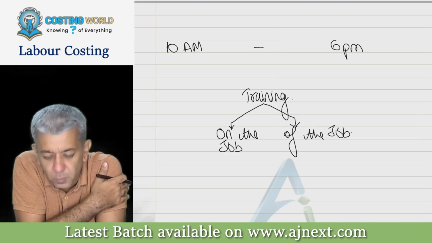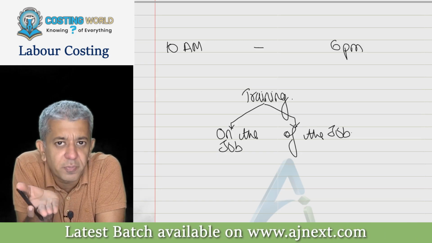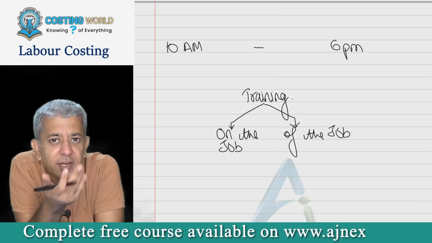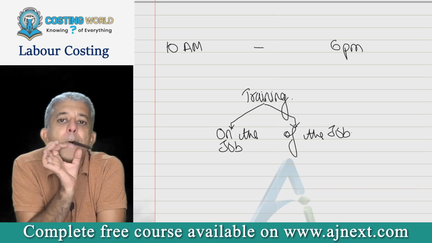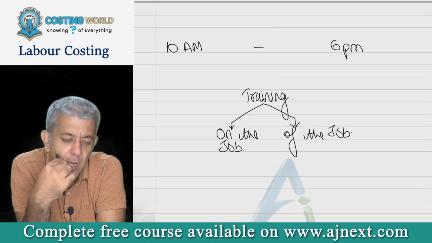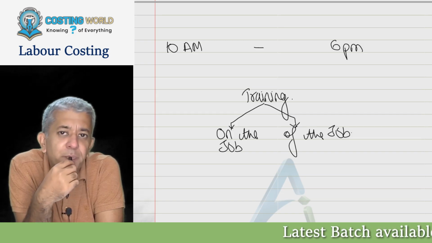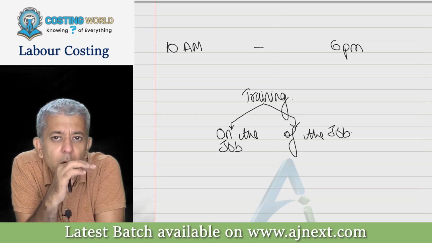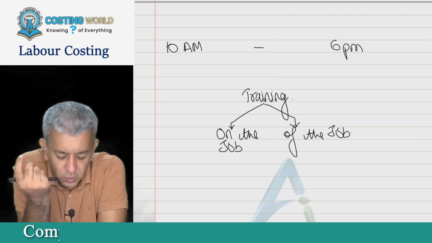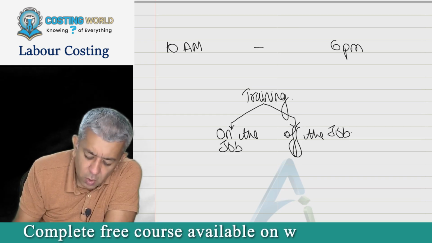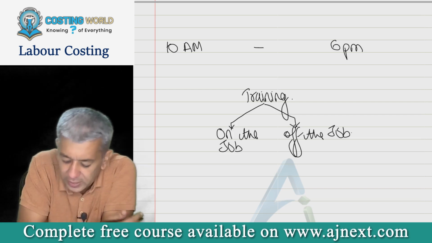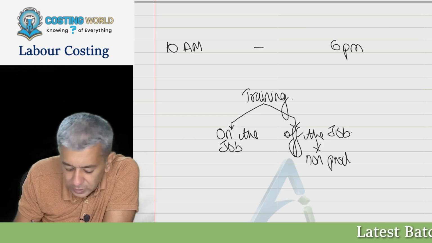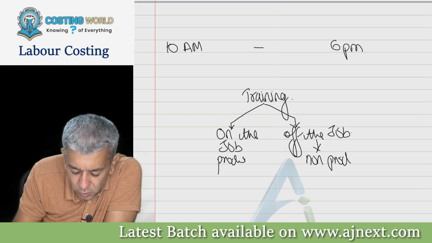So what is off the job training? Whatever you are doing right now in front of me. Tell me one thing, whenever you are studying costing, are you filing IT returns also? No. Are you doing the audit of some damn big company? No. Okay. This is off the job training. Now, off the job training in this particular case is always non-productive. And on the job training is always productive.